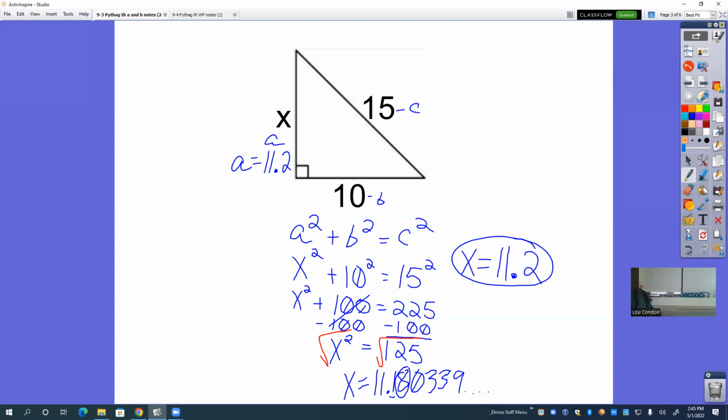So as you can see, we're doing similar work to what we did yesterday when we found the hypotenuse. The only difference is now we have to do the subtraction from the side and then take the square root. So a little bit different, but very similar to what we did yesterday.